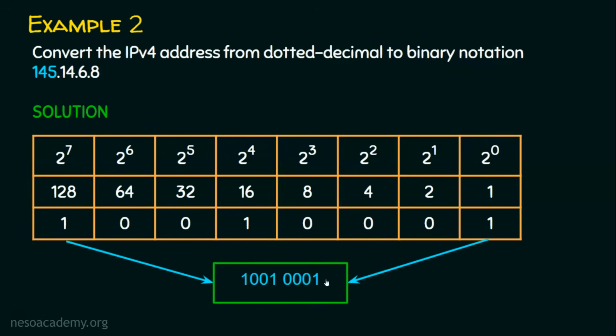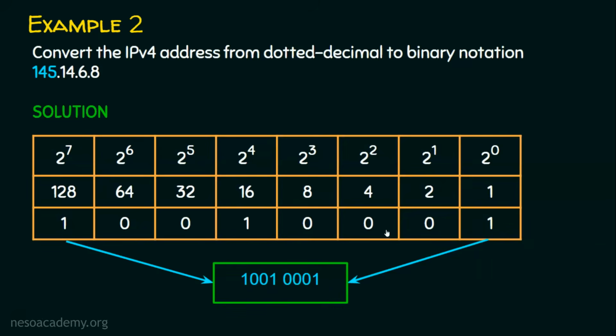How did I get this binary value? It's very simple. From these 8 numbers, what are the numbers we need in order to get 145? Definitely we need 128, so I am putting a 1 against 128. How much is the shortage? 145 minus 128, we are short of 17. So how to get 17? 17 can be obtained using 16 and 1, so I am putting a 1 against 16 and 1. So we got 128 plus 16 plus 1, which is 145.